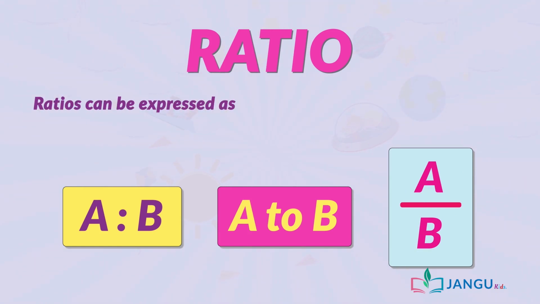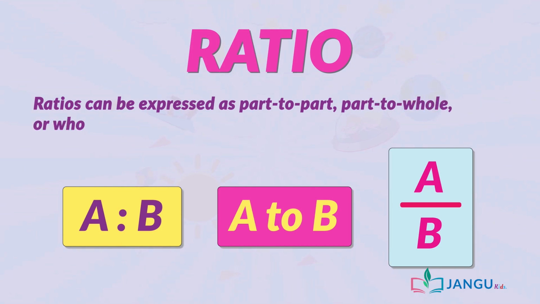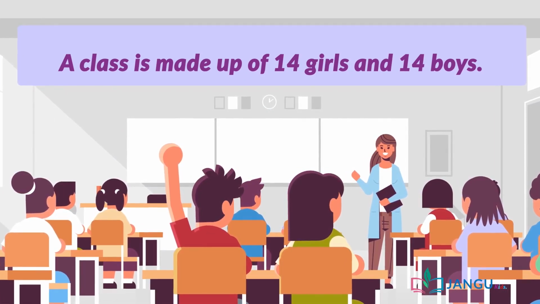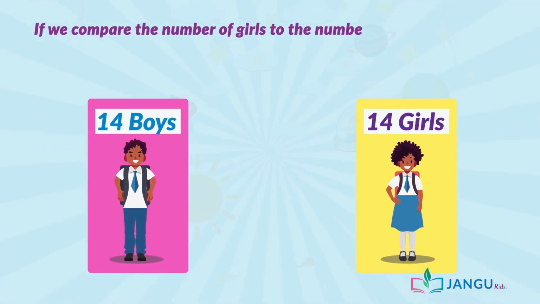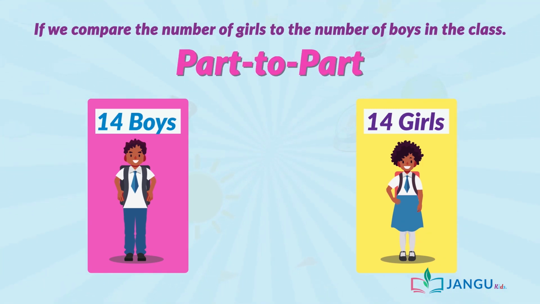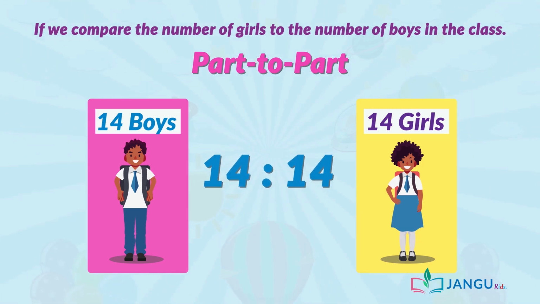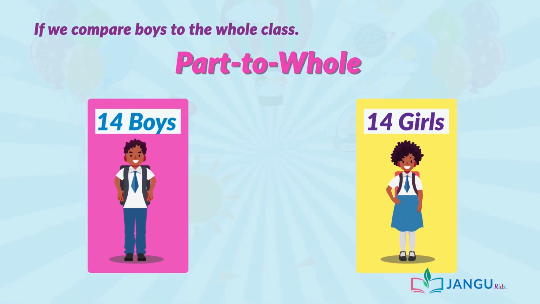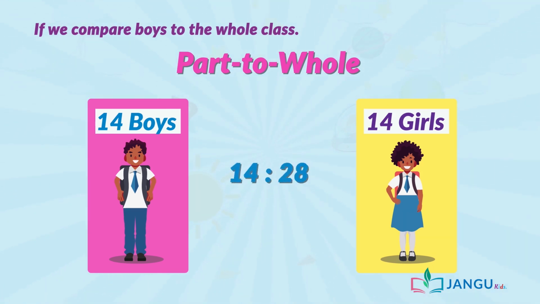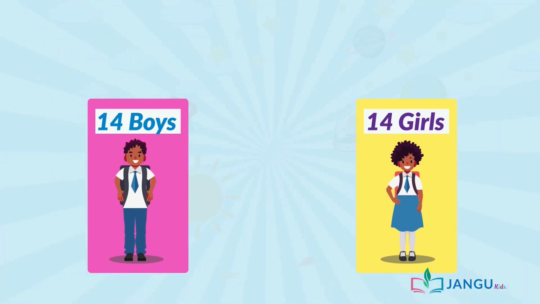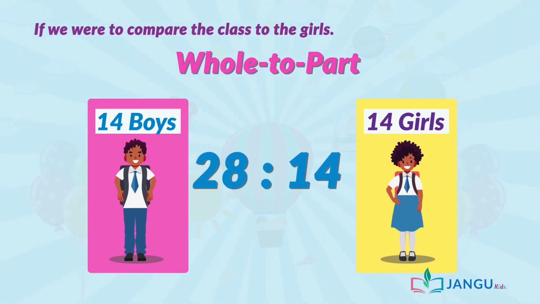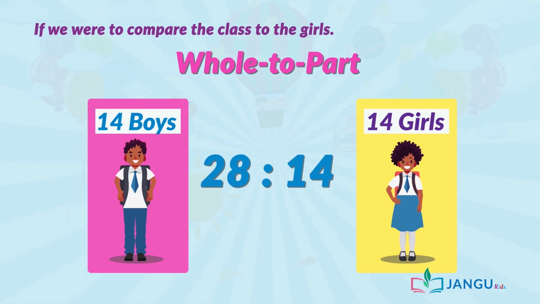Ratios can be expressed as part to part, part to whole, or whole to part. Let's take a look at what this means. A class is made up of 14 girls and 14 boys. If we compare the number of girls to the number of boys in the class, this would be a part-to-part comparison, which is 14 to 14. Also, if we compare boys to the whole class, this is a part-to-whole comparison, and this would be 14 to 28. And finally, if we were to compare the class to the girls, this would be a whole-to-part comparison, which is 28 to 14.